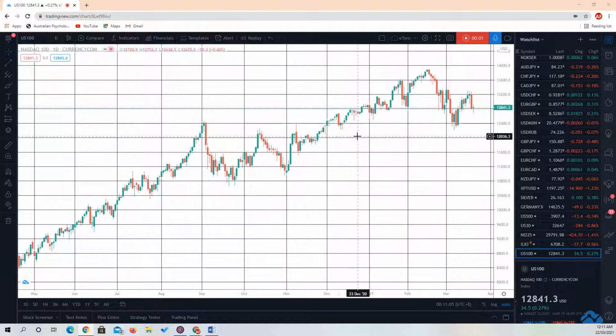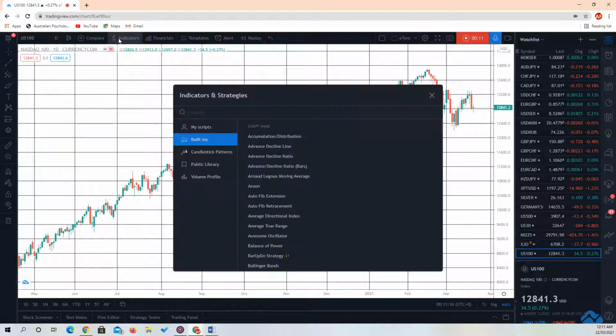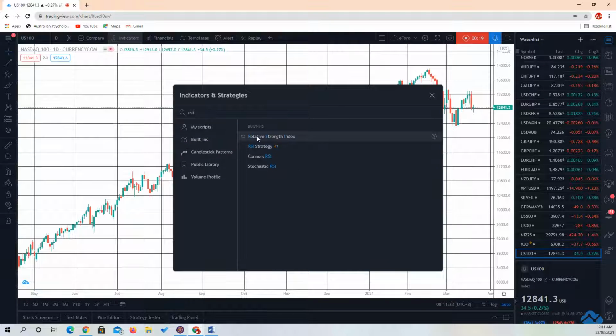Hello everyone, today I want to talk about another indicator called RSI or Relative Strength Index. Let me add it to the indicator. If you go to indicators on TradingView and just type RSI, you will see Relative Strength Index here.